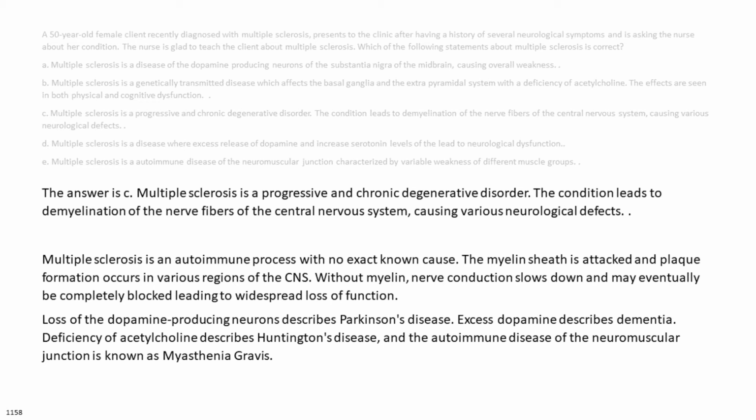Loss of the dopamine-producing neurons describes Parkinson's disease. Excess dopamine describes dementia. Deficiency of acetylcholine describes Huntington's disease, and the autoimmune disease of the neuromuscular junction is known as myasthenia gravis.